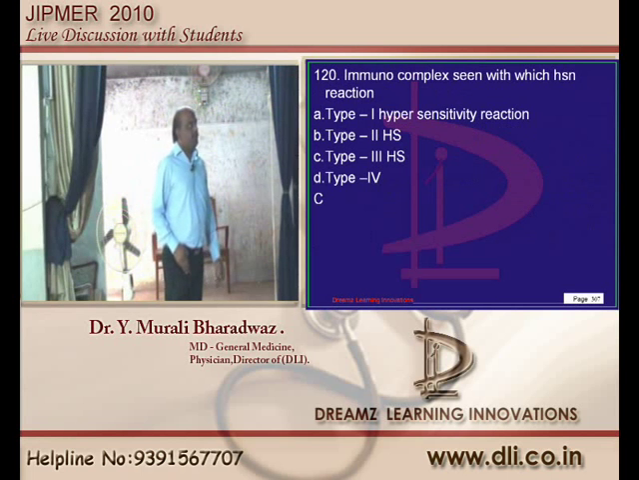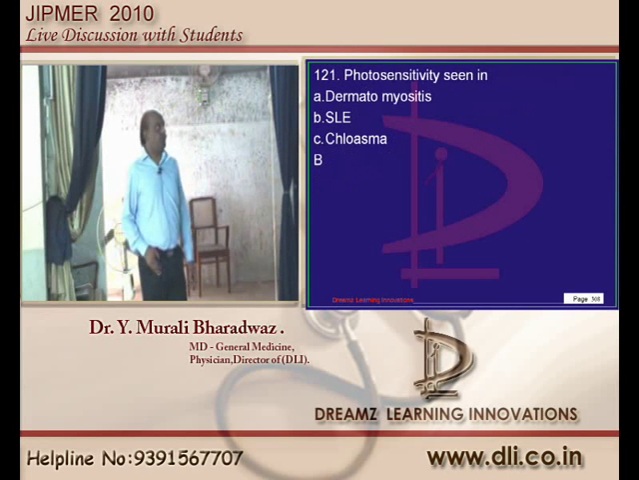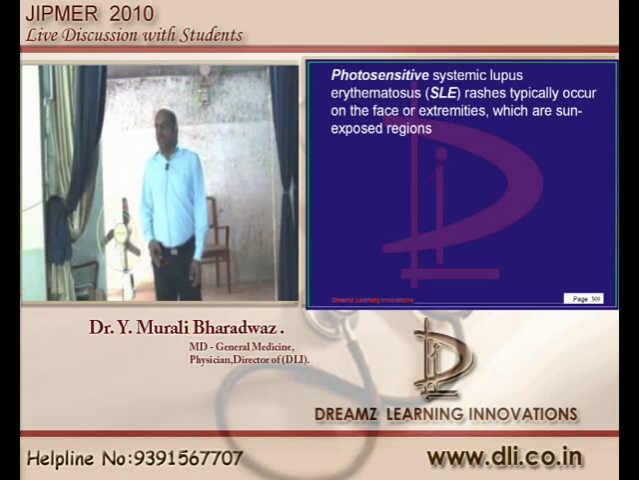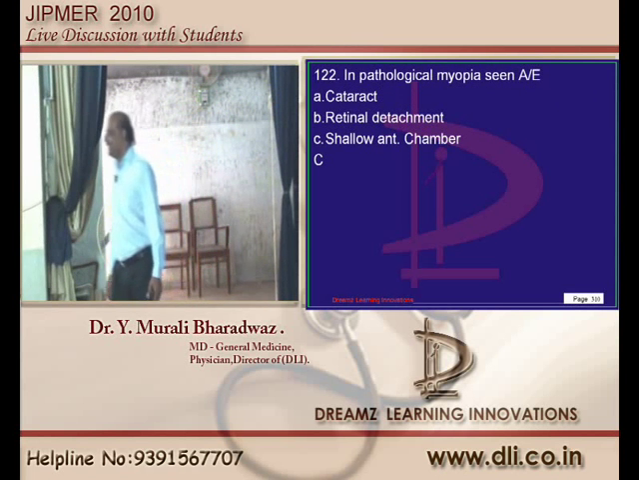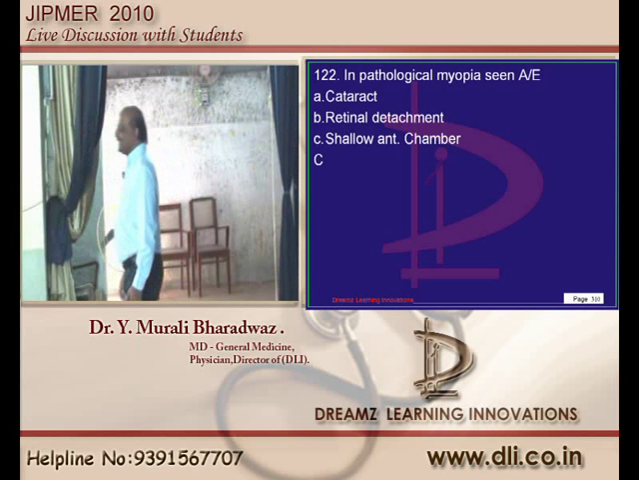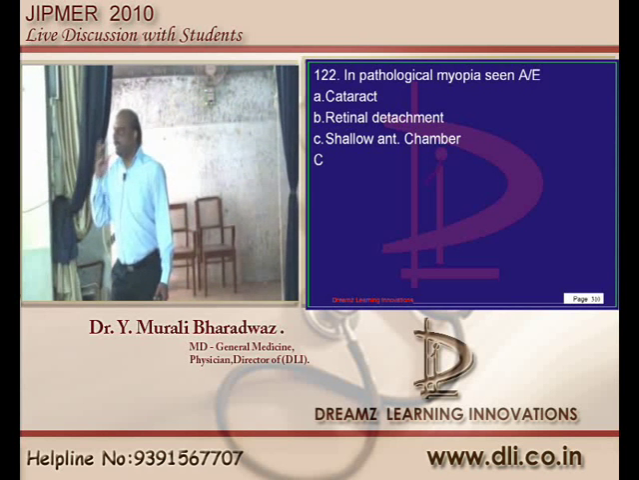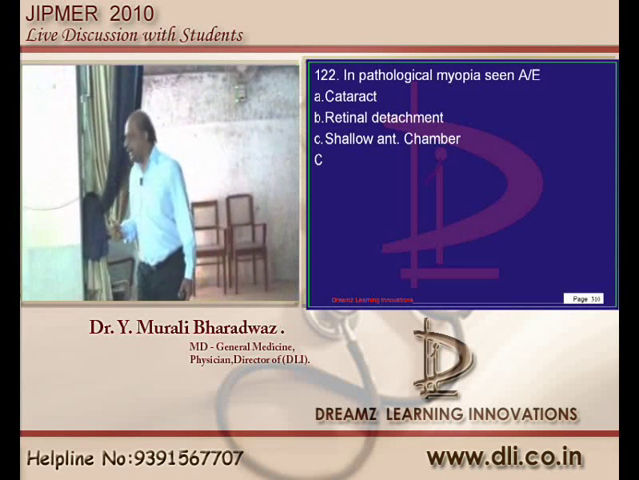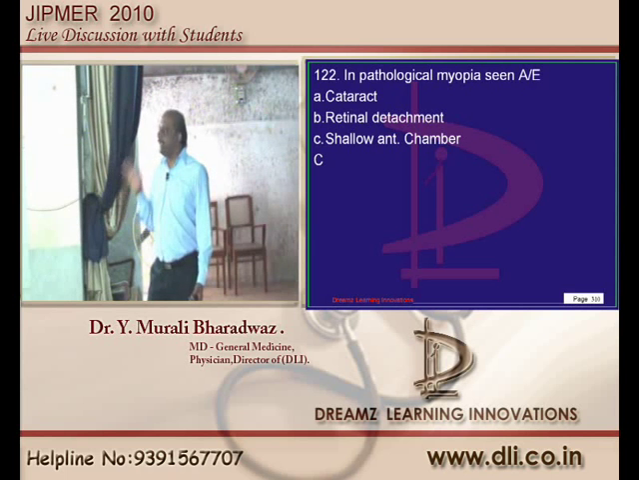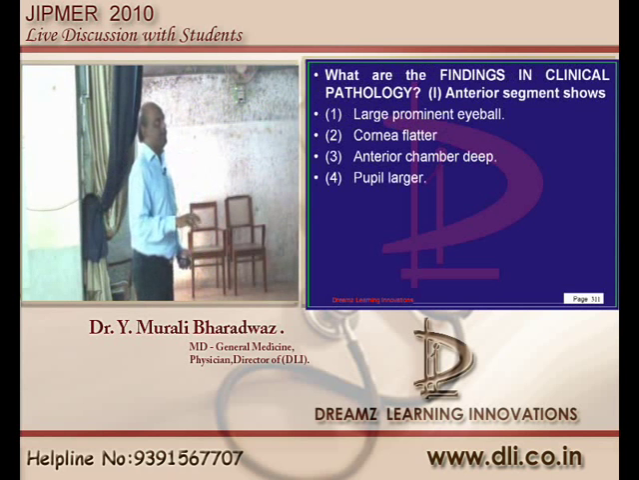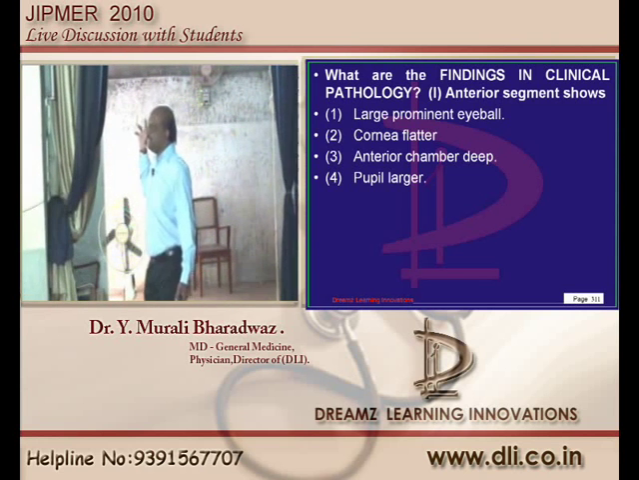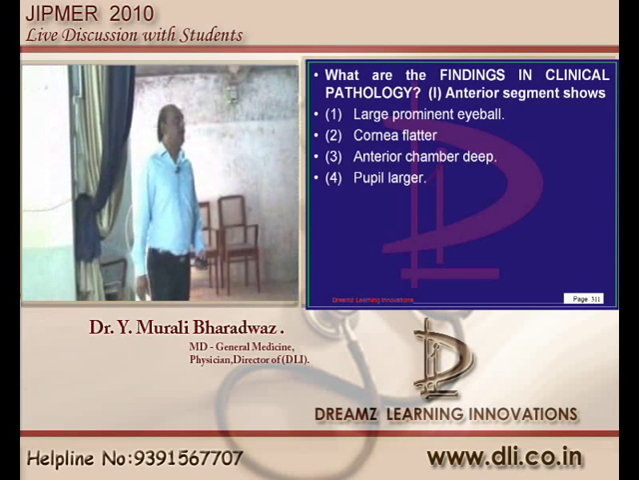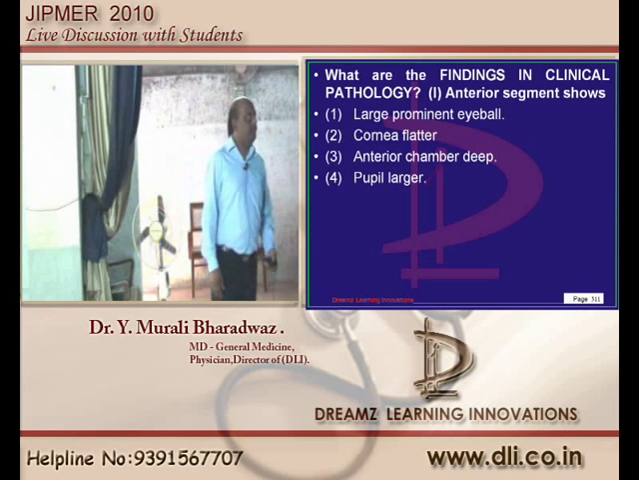Type 3 hypersensitivity is immune complex mediated, SLE leads to a photosensitivity rash. Pathological myopia occurs with people with big eyes or small eyes, Chinese or Indians? So big eyes. With big eyes the anterior chamber will not be shallow, rather it will be deeper. So it is not shallow, rather it is a deeper anterior chamber, which is a feature of pathological myopia, but it can lead to degeneration of the retina posteriorly, leading to retinal detachment, etc.